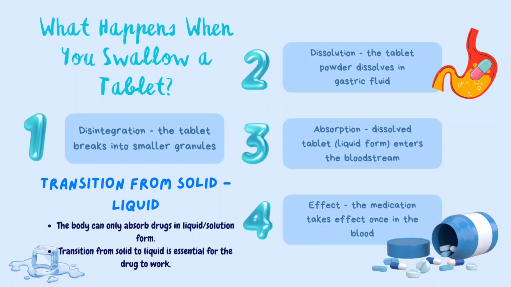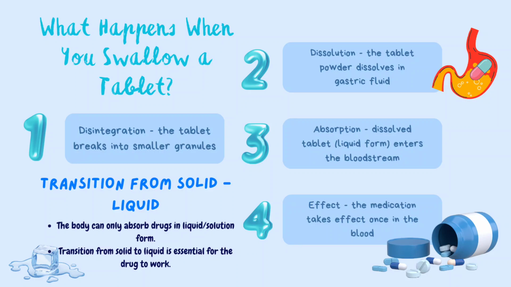So, what actually happens when you swallow a tablet? First, the tablet breaks apart into smaller pieces. This is called disintegration. Next, those small granules dissolve in your stomach fluid. Once dissolved, the drug in liquid form gets absorbed into the bloodstream. Finally, when it reaches your blood, the medication can start taking effect.